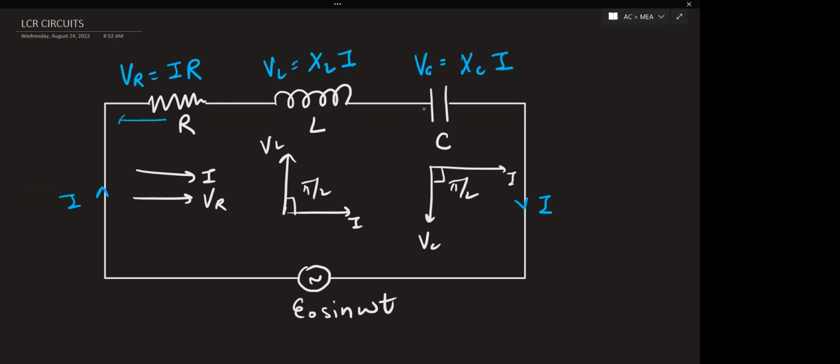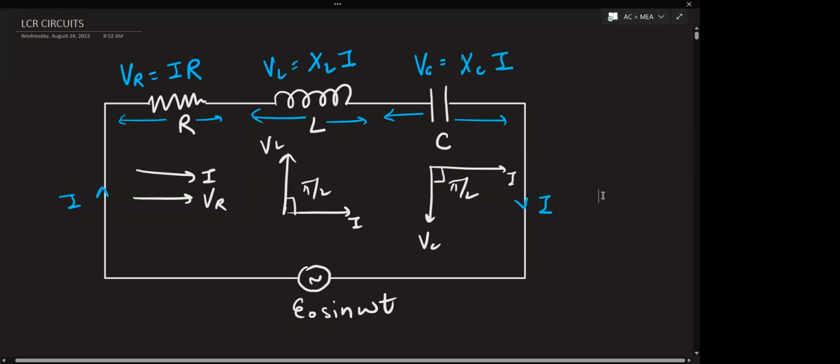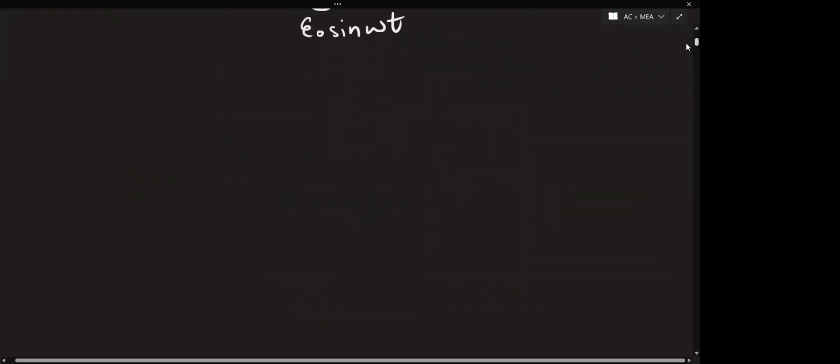So voltage across the resistor is this, voltage across the inductor is this, and voltage across the capacitor is this. Now, one more thing before we proceed. So this much is clear. What's the voltage across all these three? Now we have a combination of all these circuits. So how will our phasor diagram be, if you have to draw a phasor diagram for the same?